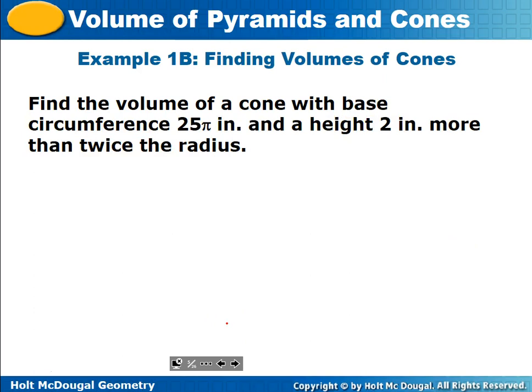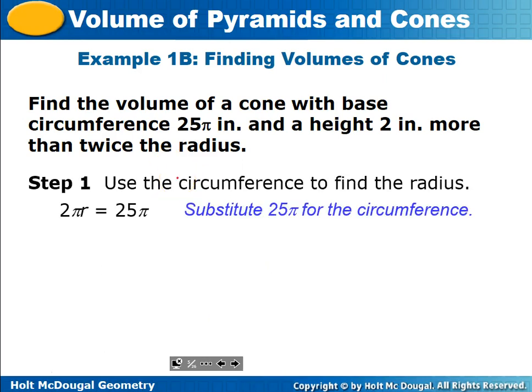Our next one says, find the volume of a cone with a base circumference of 25 pi inches and a height 2 inches more than twice the radius. So this one we need to talk through because we need to figure out what the height is. It says circumference here, and that formula is on your formula sheet, so we're going to use that first. That formula is 2 pi r, and that equals 25 pi. So we're going to divide both sides by pi, which gets rid of the pi here and here, and then we're also going to divide both sides by 2, and half of 25 is 12.5.